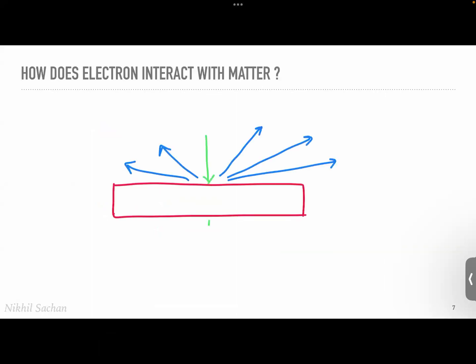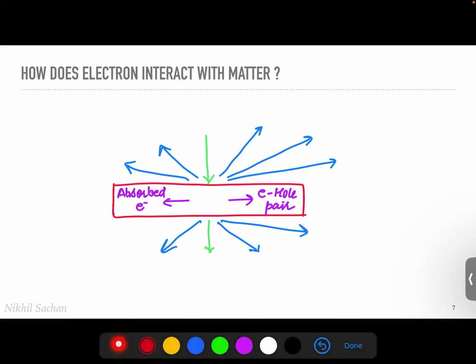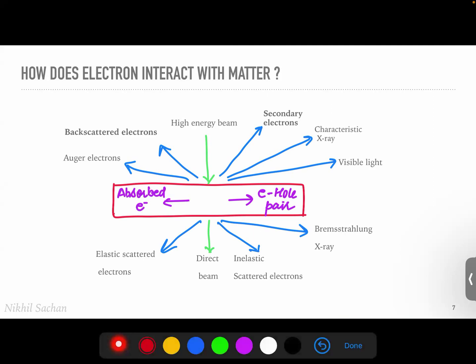So how does an electron interact with matter? When a very high energy electron beam falls on the sample, many different mechanisms happen inside the sample, and according to the mechanism, the particles or energy coming out are different. Secondary electrons, backscattered electrons and Auger electrons are particles, direct electrons. Characteristic X-rays, visible light and Bremsstrahlung X-rays are radiations, energy waves. We concentrate only on secondary electrons and backscattered electrons, because they are the main particles that give an idea about the surface of the sample or the inner structure of the material. When I say secondary electrons and backscattered electrons are important, I am talking about scanning electron microscopy.